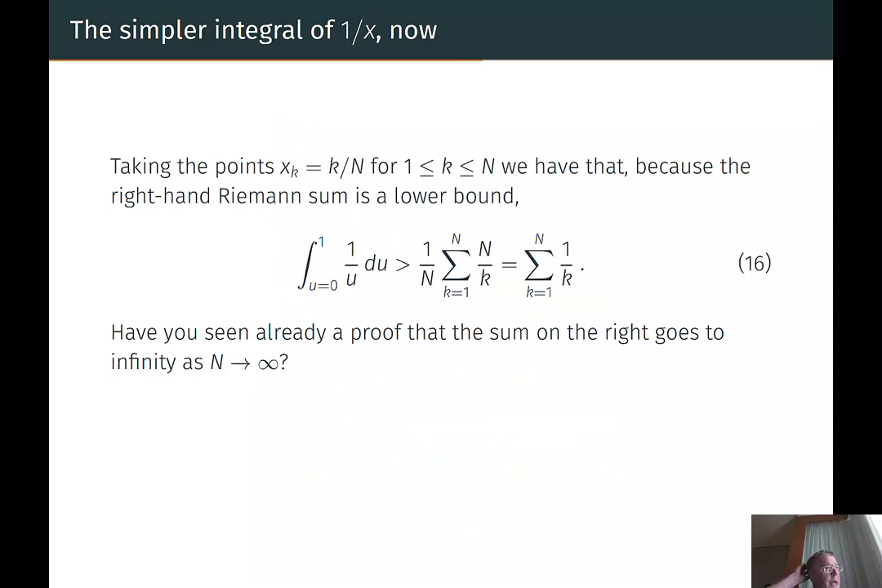Well, let's go back to that simple little integral of 1 over x. And if we're integrating from 0 to 1, say, then we take equally spaced points, 1 over n, 2 over n, 3 over n, and so on up to n over n.